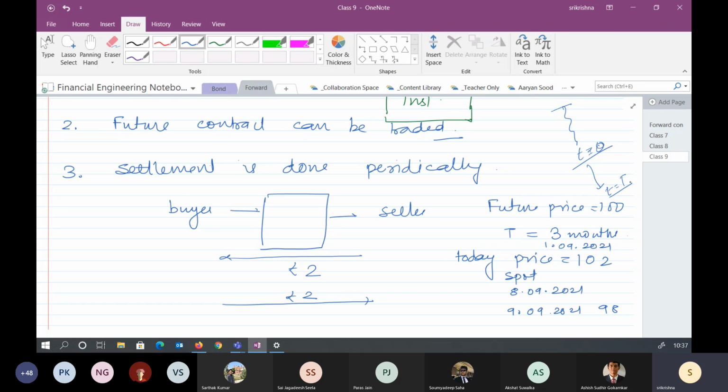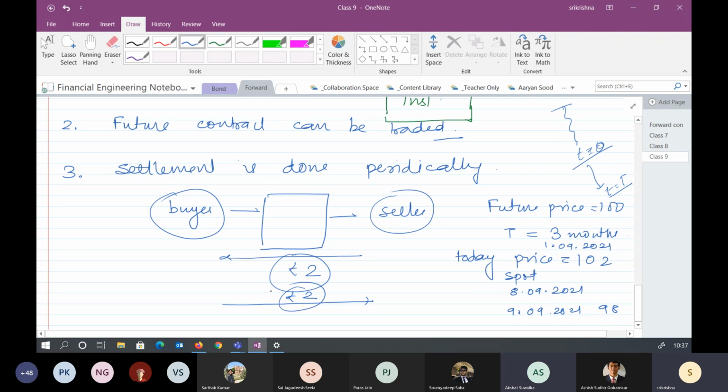So you assume that this buyer and seller may not be actually using the asset. This seller might not have an asset, and this buyer does not need an asset. So whatever is their gain is the difference between the future price and the spot price. That's why this rupees 2 has come into the picture.